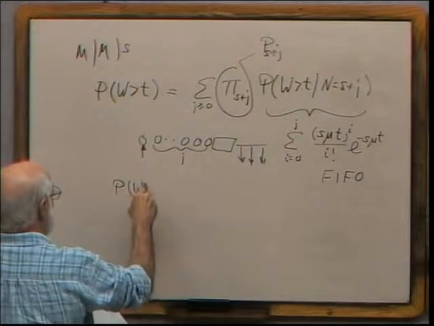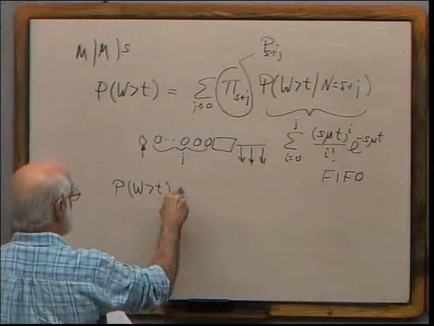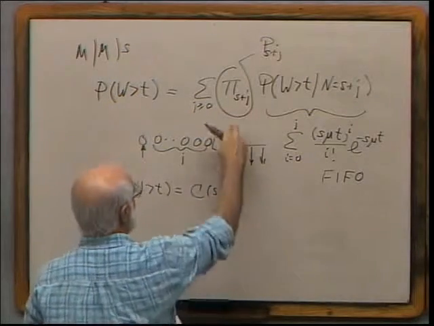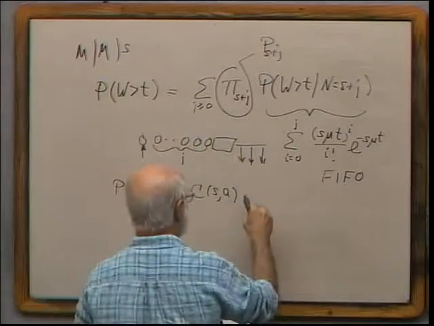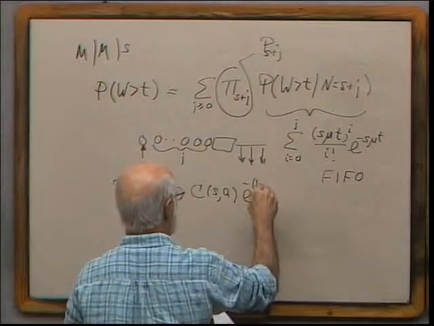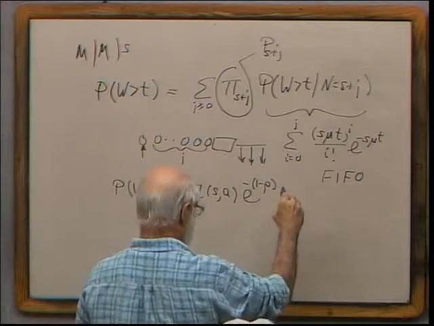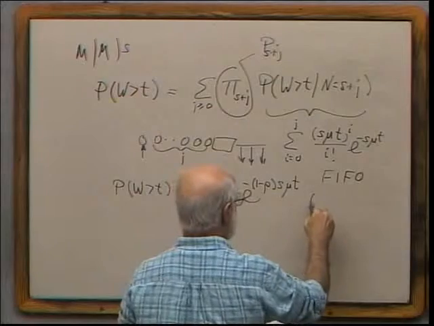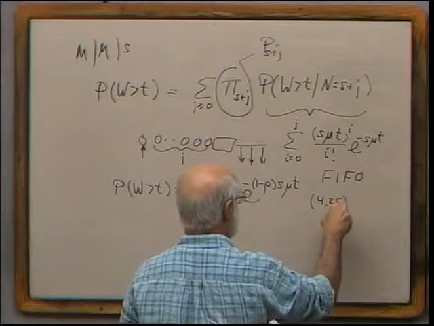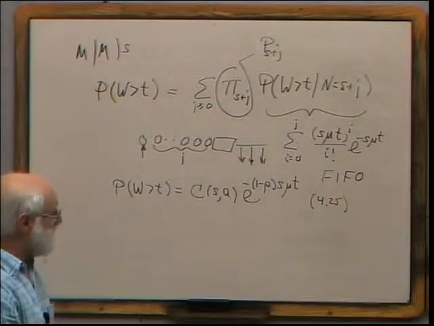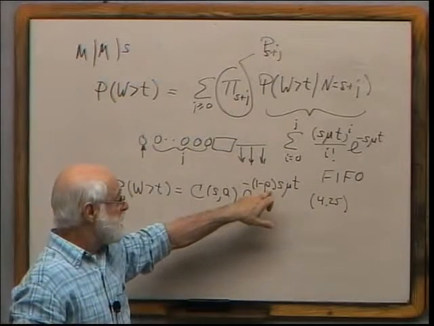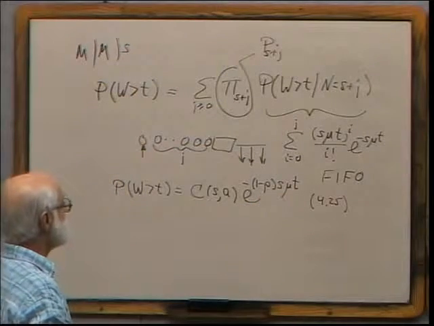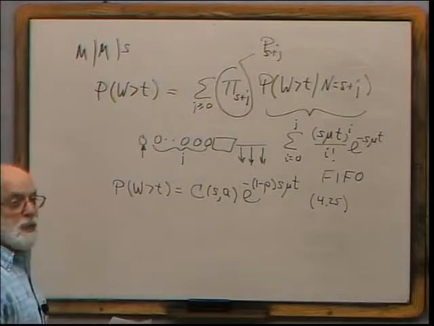The probability of waiting greater than t is equal to the Erlang C value, that's what comes out of the simplification here, times e to the minus (1 minus rho) S mu t. And this is equation 4.25 in the textbook. Of course, it presumes that t is non-negative. Rho is the utilization, and mu is the reciprocal of the average service time. All right, this is a really nice, simple formula.